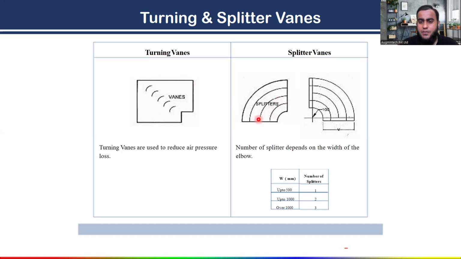To reduce the friction, simple, we are using a splitter here. Now, how many splitters do we have to use in a duct elbow? It depends on the width of the elbow. Can you see here? Depending on the width of the elbow, you will get the number of splitters. It is given here in detail. If your duct width is up to 500 mm, one splitter is enough. If your duct width is more than 500 mm, the number of splitters is 2. And if it is more than 1000 mm, then 3 splitters. Remember, the selection of a splitter is given in SMACNA like this. To reduce friction, generally we use splitters.